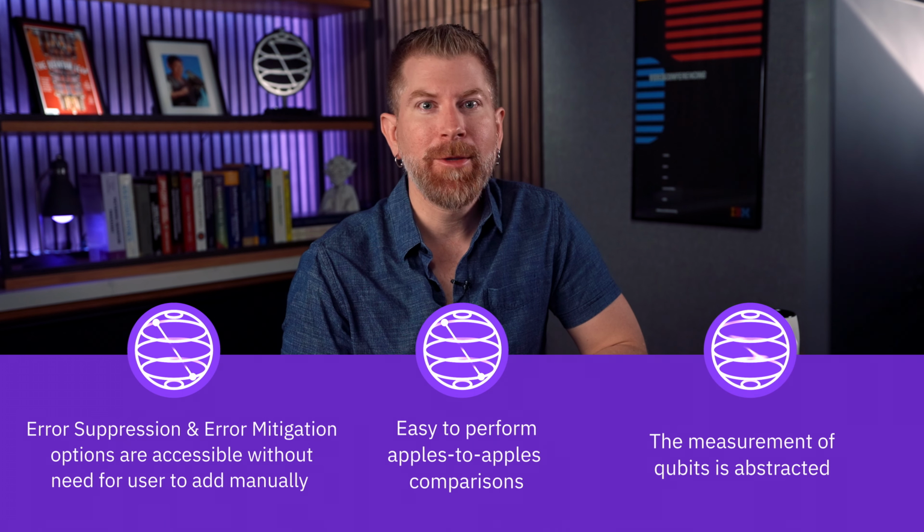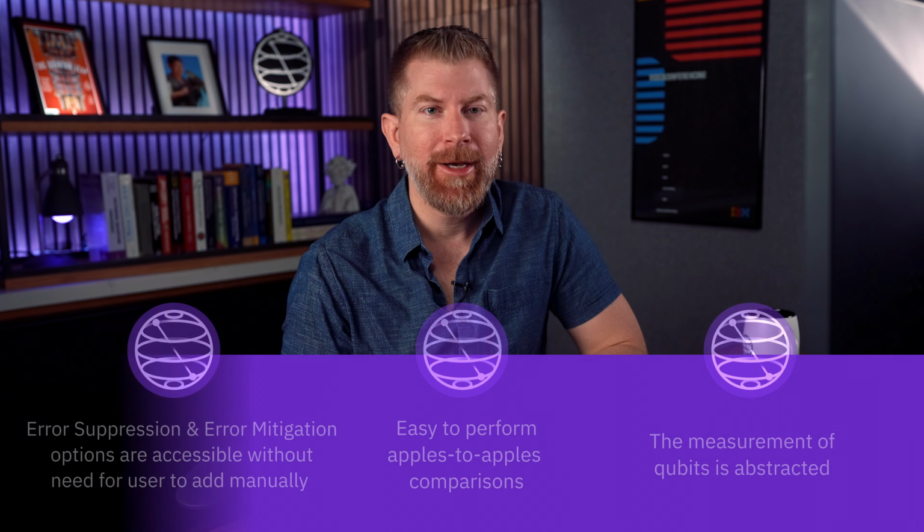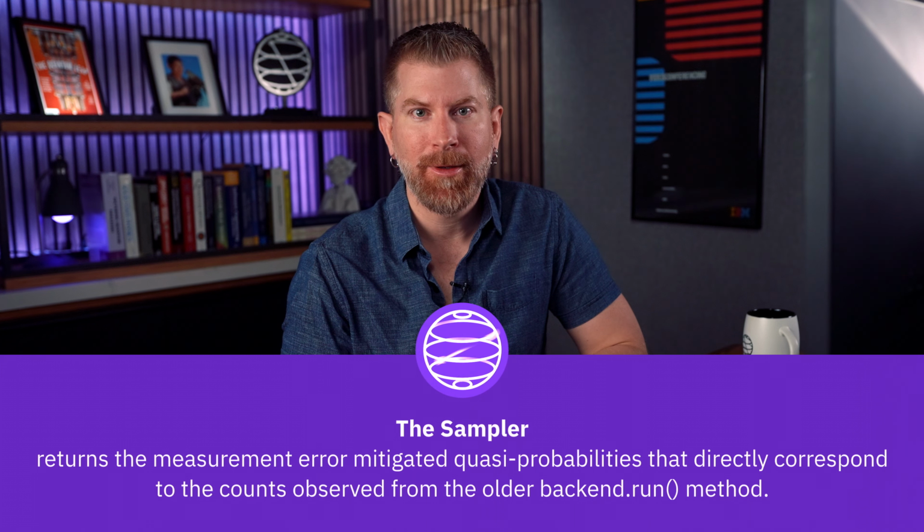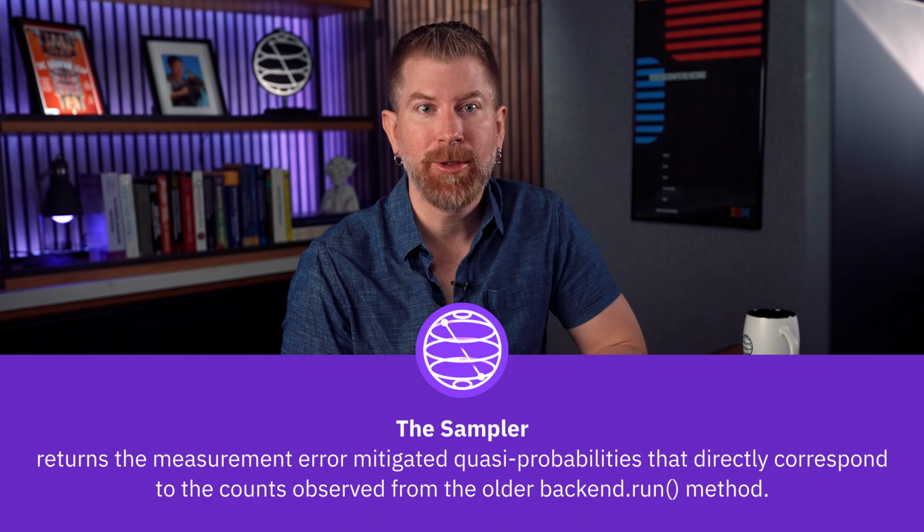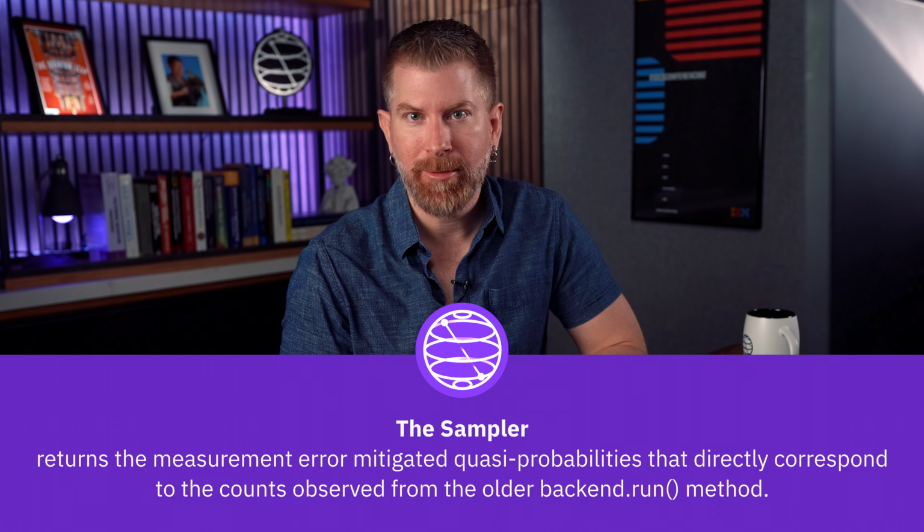Just as important, the measurement of qubits is abstracted. In this video, we'll delve into two primitives which form the basis of runtime. The sampler returns the measurement error mitigated quasi-probabilities that directly correspond to the counts observed from the older backend.run method.